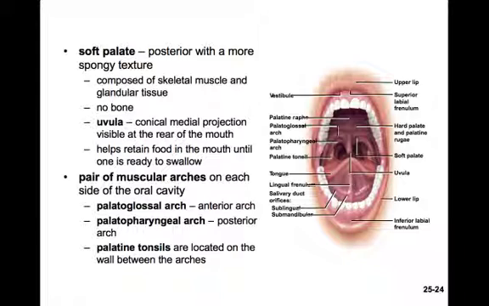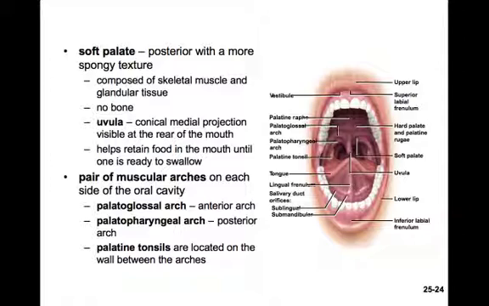The soft palate is further back. It has more of a spongy texture. You can reach your tongue back and touch it. There's no bones in there. It's mainly composed of skeletal muscle and glandular tissue. From the soft palate, we have the uvula that hangs down. It's thought that the uvula is there to retain food in the mouth until one is ready to swallow.